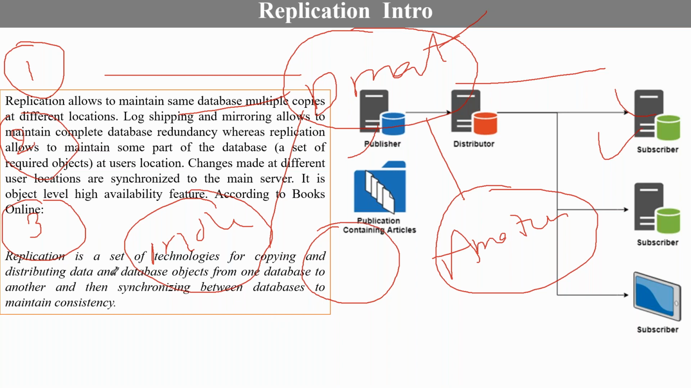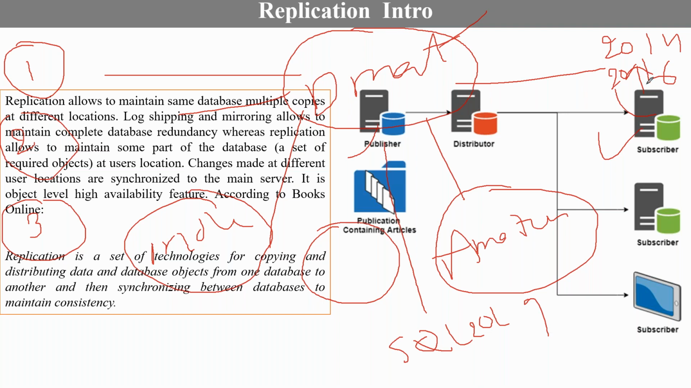Okay. So the third point is very important, sir. Your publisher can be SQL Server 2019. Your subscriber can be 2014, 2016. Replication only supports backward compatibility.